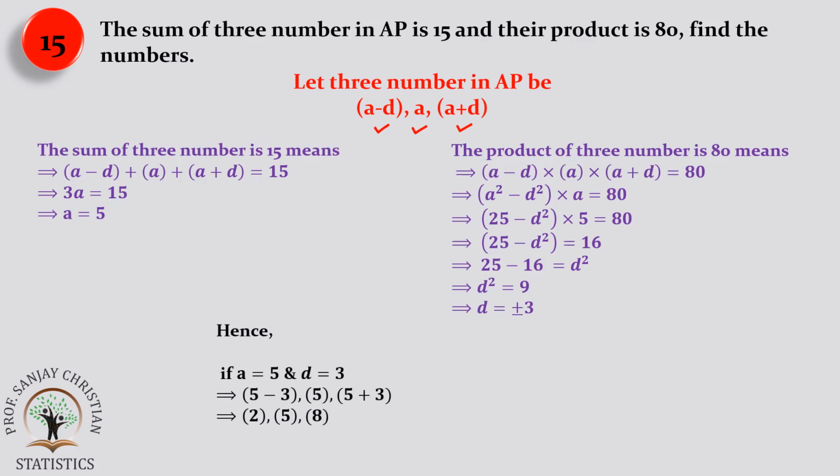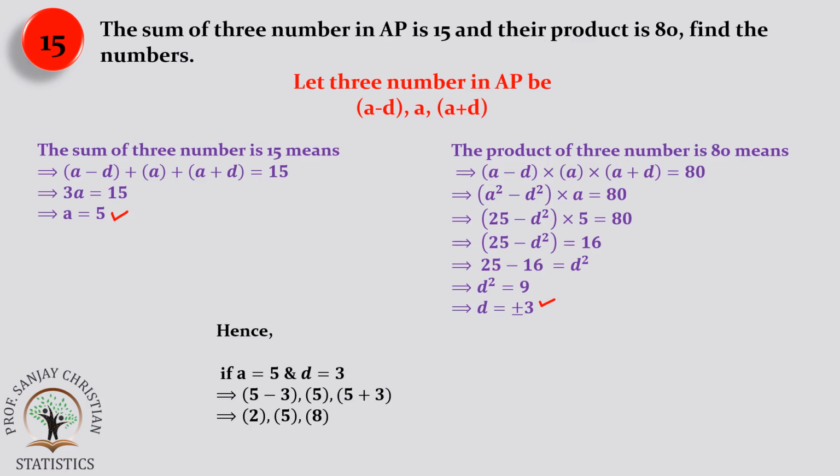So let us see, if we take the value of A as 5 and D as plus 3, and keep the values in our numbers, it will be A minus D, that is 5 minus 3, comma A is 5, and lastly A plus D, so 5 plus 3. 5 minus 3 is 2, then it is 5, and 5 plus 3 is 8. So these are the numbers which are in AP.